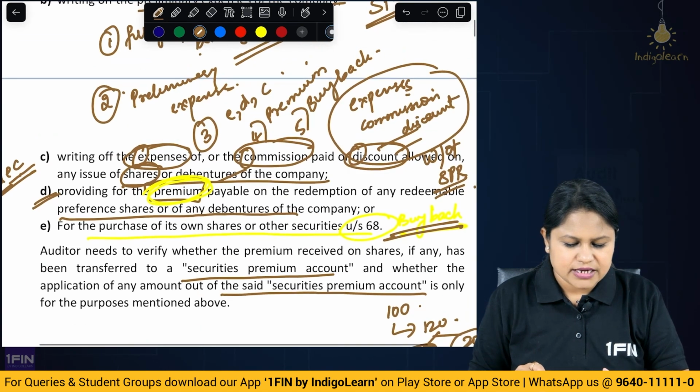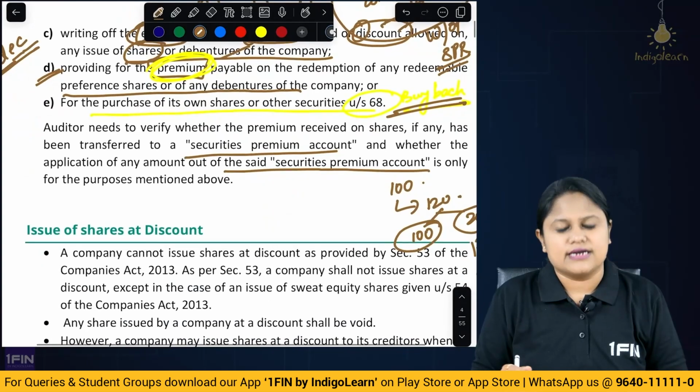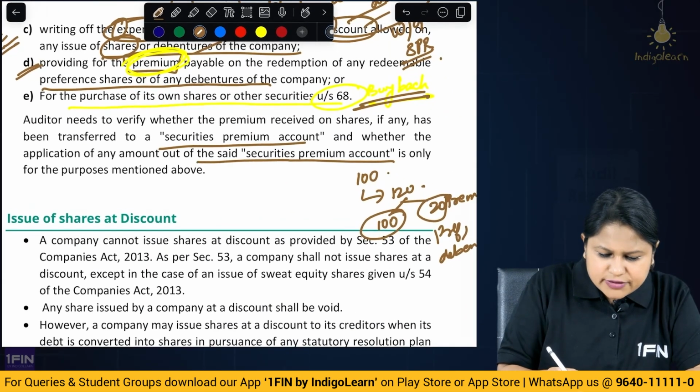Understandable? Simple. Okay, that is only what we check. So understand the provision and based on that you give your answer. Clear? Alright. Now there is one more point that you have to remember.